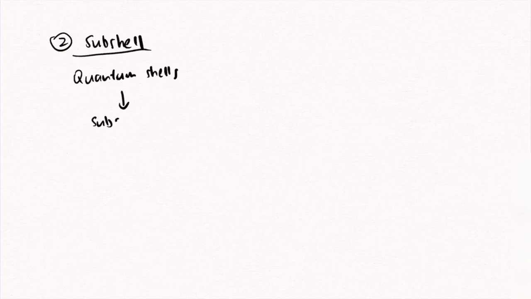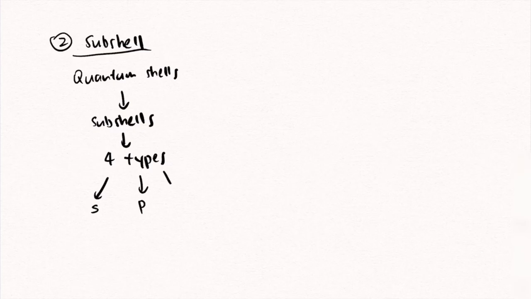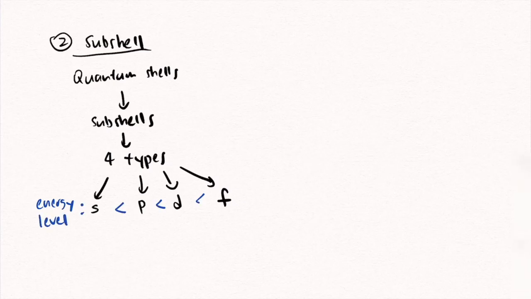The second term that we will need to know will be subshell. Quantum shells can be further broken down into subshells. There are 4 different types of subshells: S, P, D, and F subshells that can be found in the quantum shells. These subshells differ slightly in their energy levels. Energy of the subshell increases in the order S, followed by P, followed by D, and finally F.